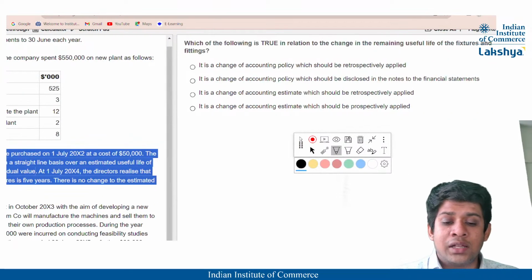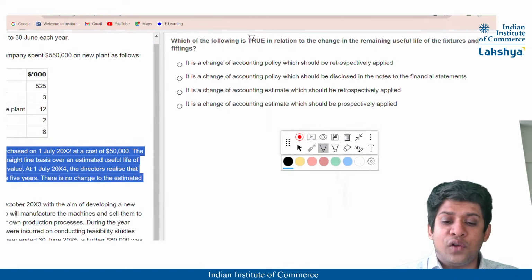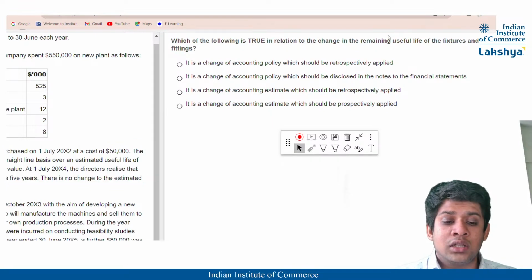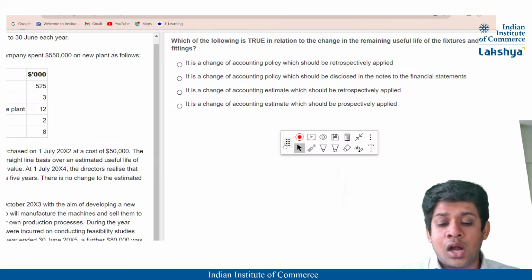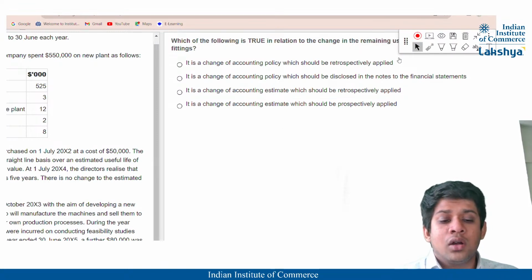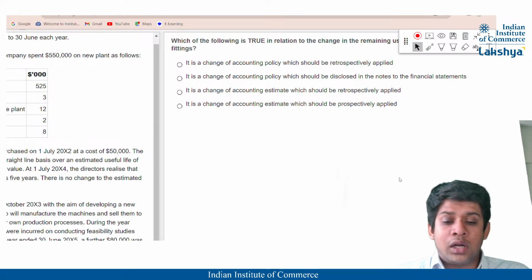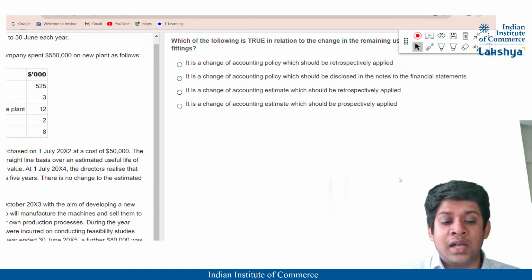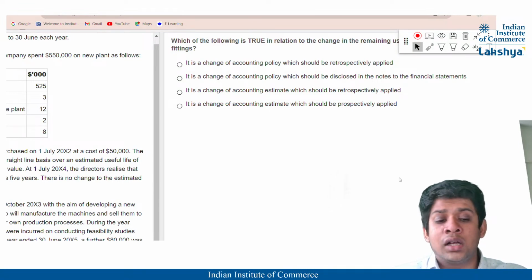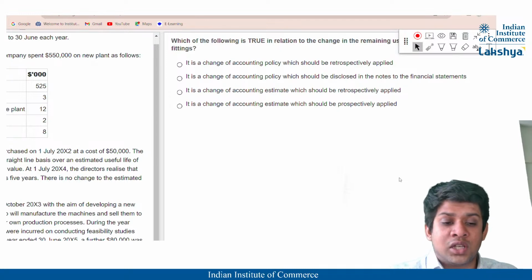Okay. Now let us look at the question. Which of the following is true in relation to the change in the remaining useful life of the fixtures and fittings? Now obviously this is a change in the accounting estimate guys, because relating to the asset, whatever is the useful life, whatever is the residual value, these are just estimates which are taken on by the entity considering the market conditions on that date when it was purchased, right?